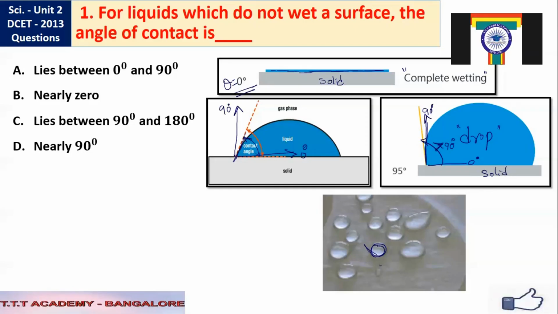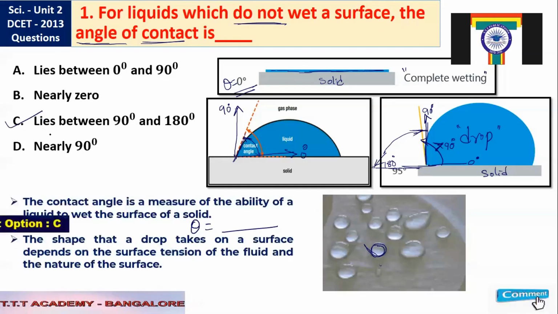So here the question: the liquid does not wet a surface, and the angle of contact, which we represent by the letter theta, equals dash. For a liquid which does not wet, the angle is more than 90 degree, that means an obtuse angle. It is more than 90 degree, but should be below the horizontal, that is 180 degree. So in between 90 and 180, in this range. So for question number 1, C is the right answer.